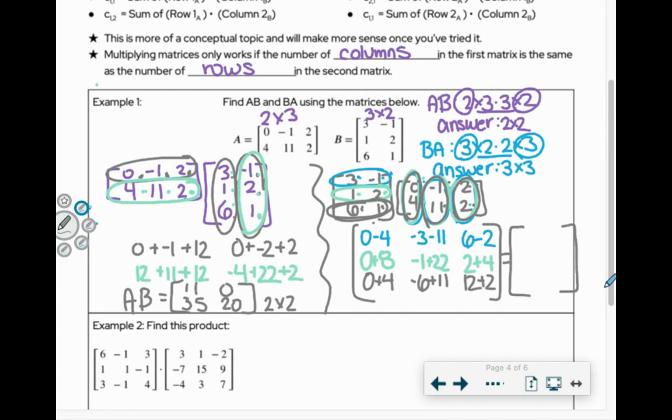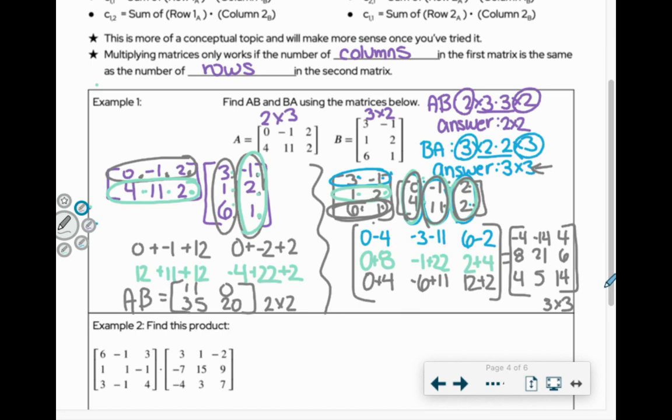0 minus 4, negative 4. Negative 3 minus 11, negative 14. 6 minus 2, 4. 0 plus 8, 8. Negative 1 plus 22, 21. 2 plus 4, 6. 0 plus 4, 4. Negative 6 plus 11, 5. 12 plus 2, 14. And notice how this is a 3 by 3 matrix, just like I said it was going to be.